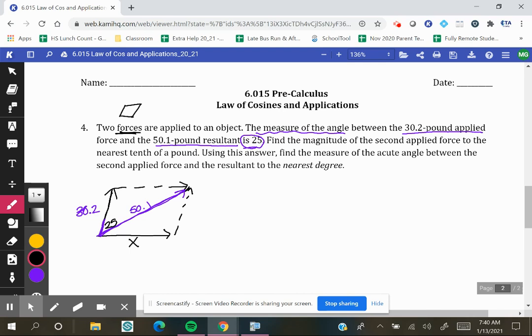Let's stop there and actually find it. So first, again, I've got some things I can label. I know opposite sides are equal in a parallelogram. I also know opposite sides are parallel, so all interior angles will be congruent. So this angle's also 25. And I'm trying to find x.